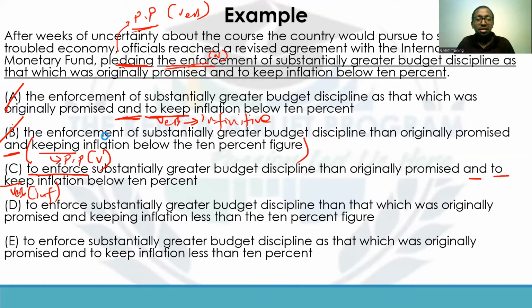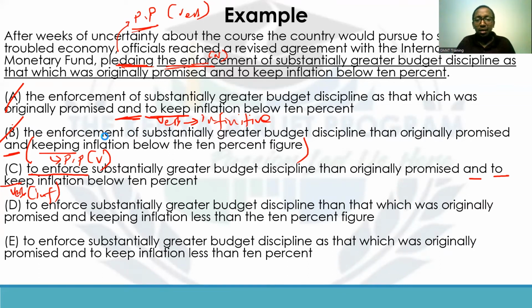Break up this list into individual items and then check the meaning. So officials reached a revised agreement with the International Monetary Fund, pledging. So the list now becomes what these officials pledged to. So pledging to enforce substantially greater budget discipline than originally promised, and pledging to keep inflation below 10%. So that makes perfect sense. So we can keep C.